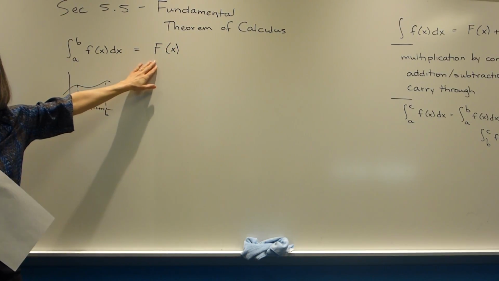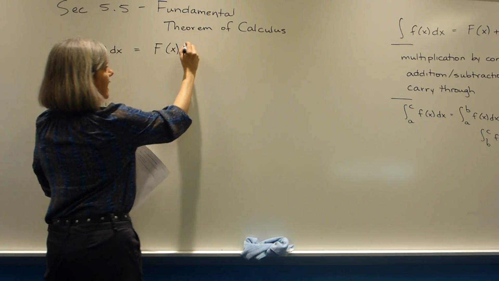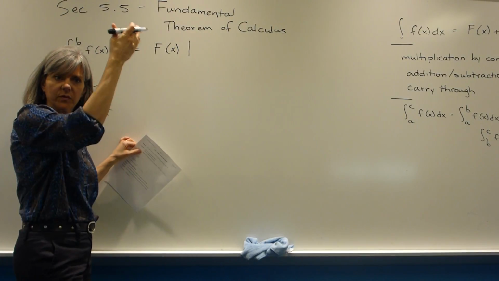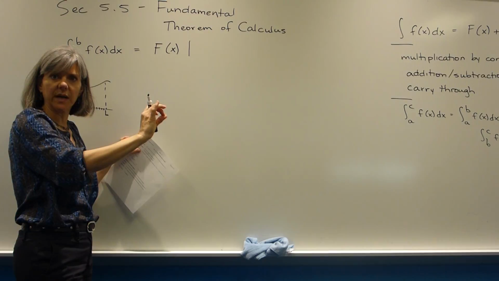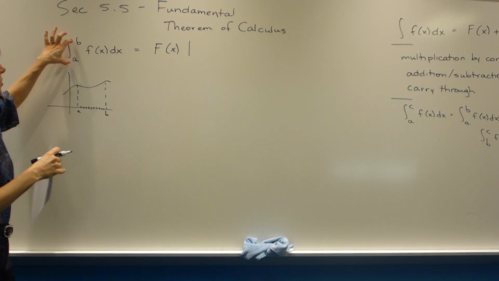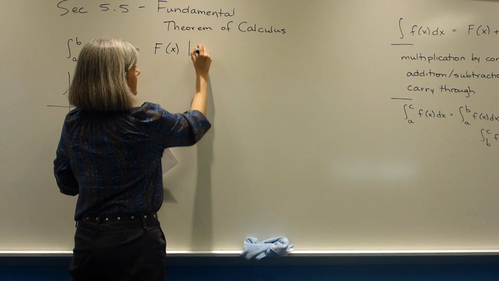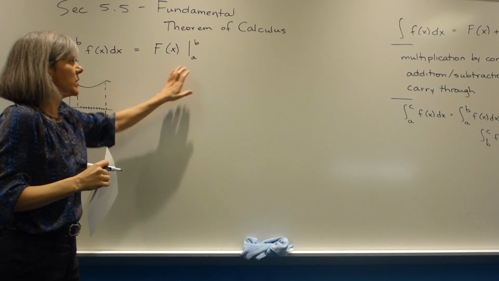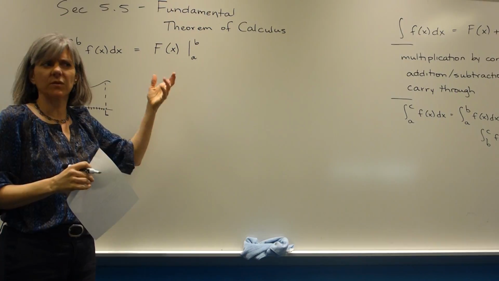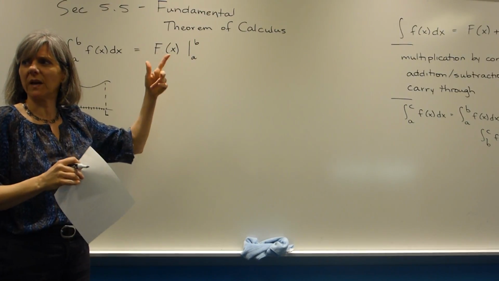Capital F means the antiderivative, evaluated at, and we've used that line symbol before. When we had one number down at the bottom, now we're going to have two numbers. These are our limits of integration, from A to B. When we just had one number, you just plug it in. So what do you do when you have two numbers? How does it mean to evaluate at two numbers?